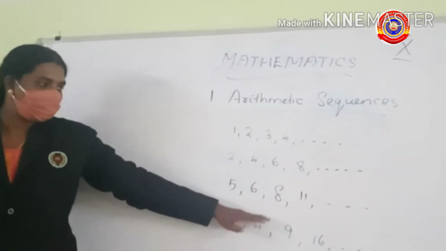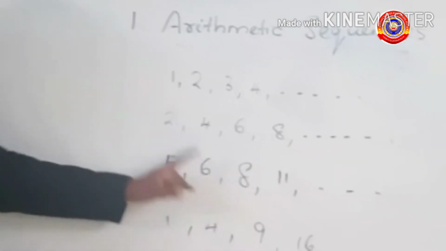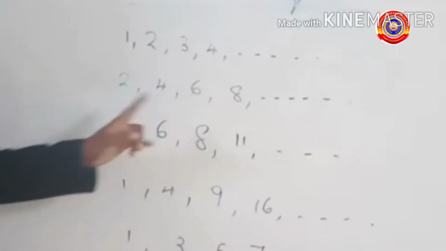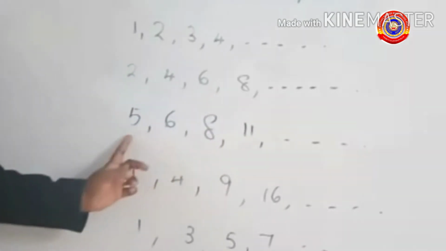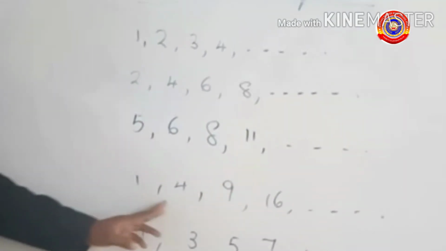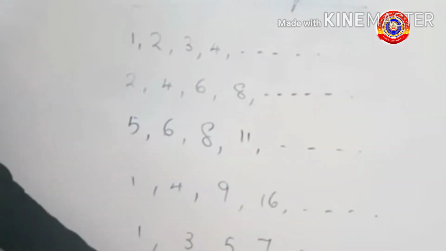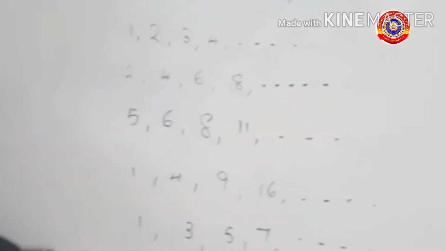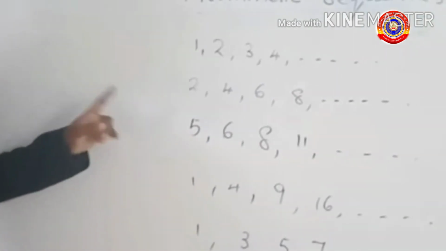Okay, look at these sequences. 1, 2, 3, 4; 2, 4, 6, 8; 5, 6, 8, 11; 1, 4, 9, 16; 1, 3, 5, 7. Children, can you find any relation in each of the sequences?